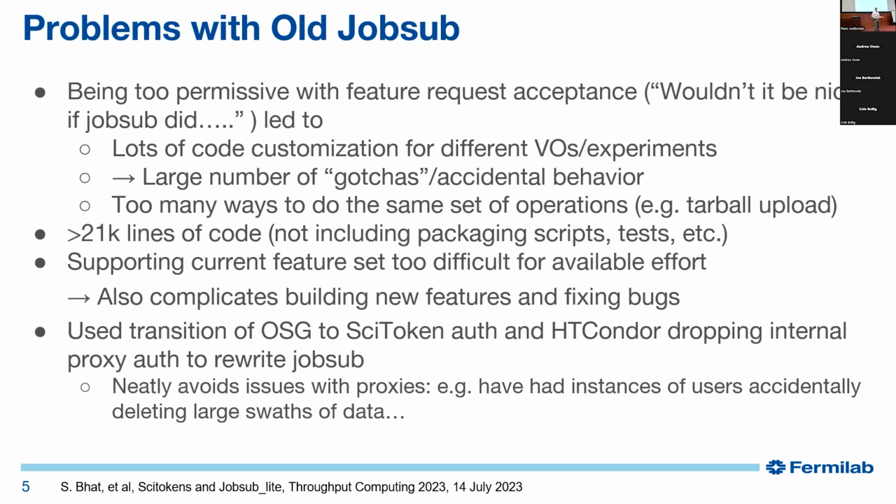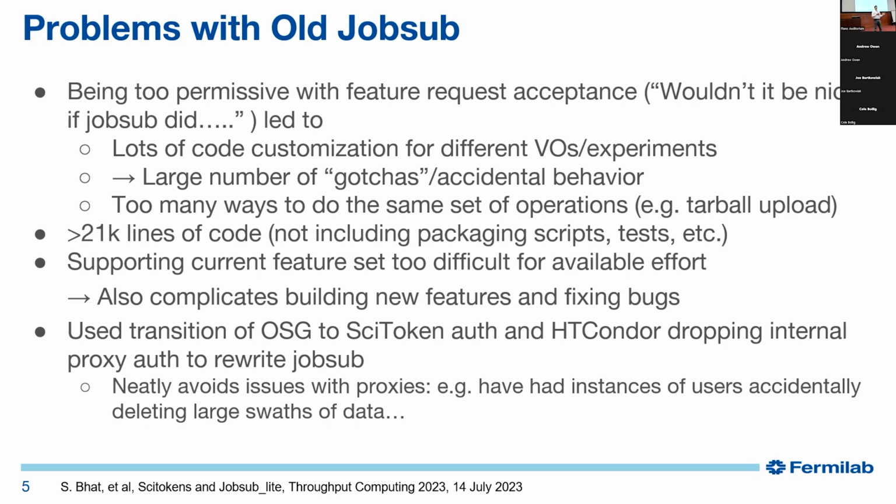For what was supposed to be a lightweight unifying piece of software on top of Condor, we had 21,000 lines of code, and that didn't include tests or packaging scripts or anything like that. And just supporting that current feature set became way too difficult for the effort that we had available. And it also complicated building new features and fixing any bugs that arose.